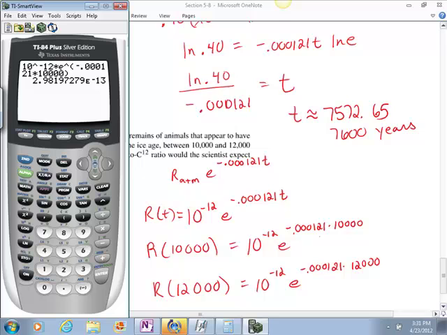And then if you put the 12,000 in, we can just do second enter and change that to a 12,000 instead of 10,000. And we get 2.34 times 10 to the negative 13. So those numbers don't really make a lot of sense, I guess, unless we're paleontologists, but that's the ratio that we would expect if we were looking at 10,000 years or 12,000 years. That would be if it was 10,000-year-old remains or 12,000-year-old remains. Those are the carbon 14 to carbon 12 ratios that we would expect to find. Okay? All right, and that's it for this lesson.